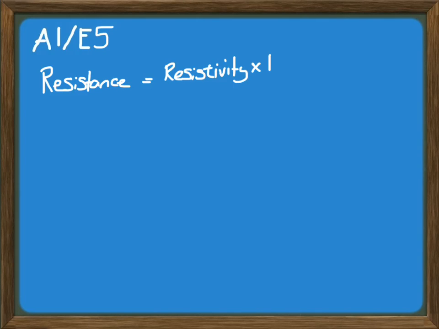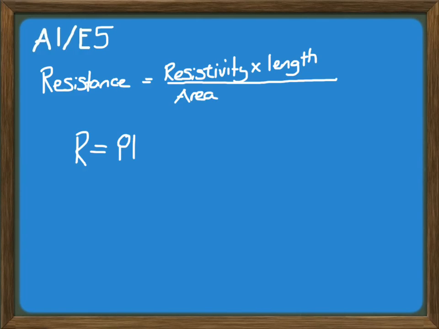Here we have that explained again, but we can rearrange this. So if we know the resistance, the length and the area, we can also work out the resistivity.